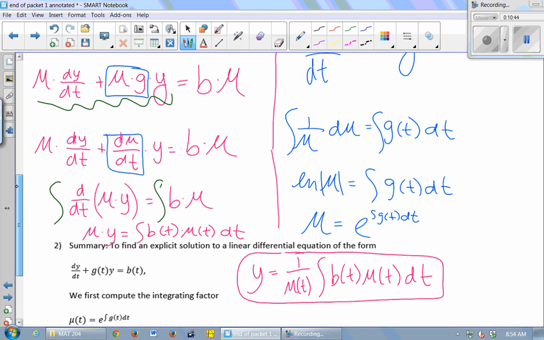Of μ times y. So from the previous step, this thing is exactly the product rule. This is like first times the derivative of the second plus the second times the derivative of the first. So I'm working backwards from the product rule. And I said that thing is exactly the derivative of μ times y.